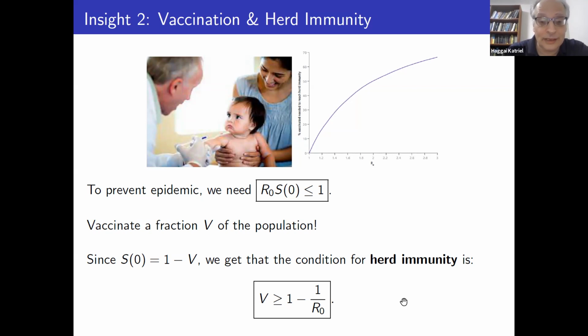Then you can exploit this fact, this inhomogeneity, to vaccinate in a smart way, to vaccinate the people who have more contacts, let's say, or are more important for the process of transmission, and get better results.